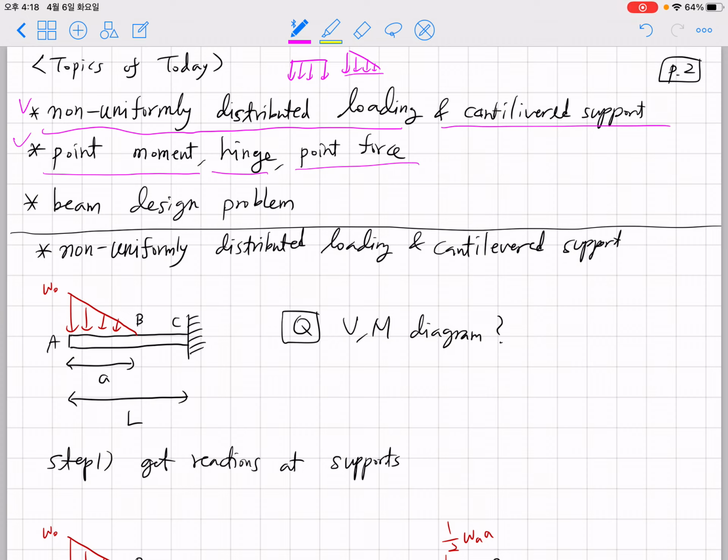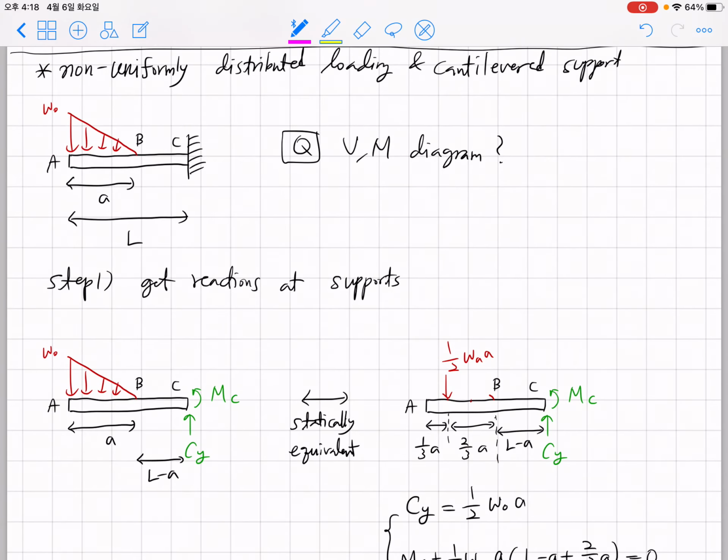You may have downloaded the supplementary for lecture 11 where I solved some example problems. Today we'll try to consider a little bit more complex example problem, including point moment, hinge, and point force. Then, as a last topic, we will discuss one example beam design problem. So let's begin with the first topic, which is non-uniformly distributed loading and cantilever support.